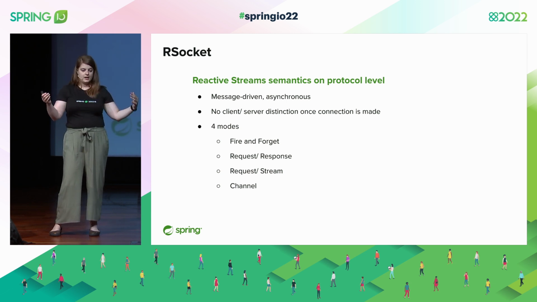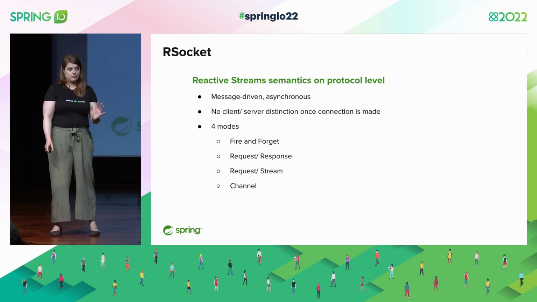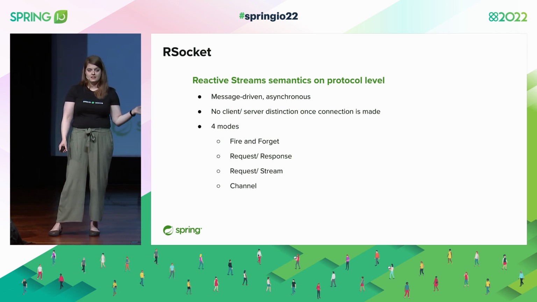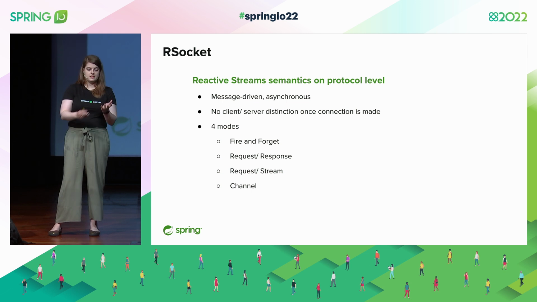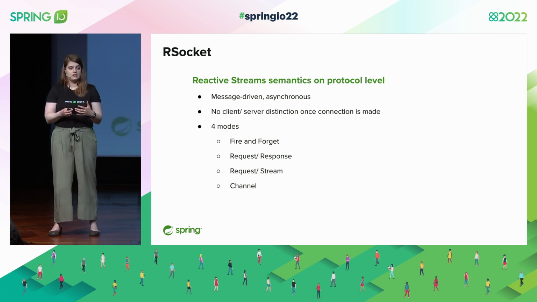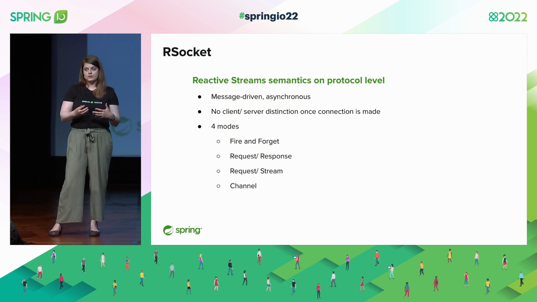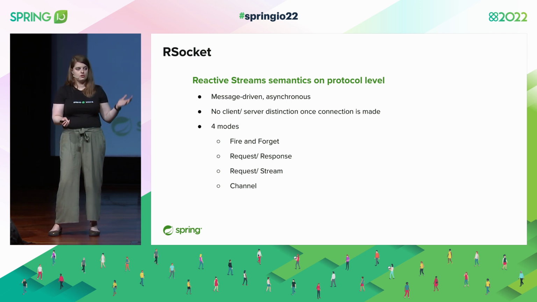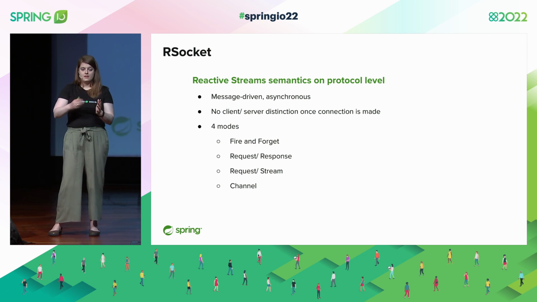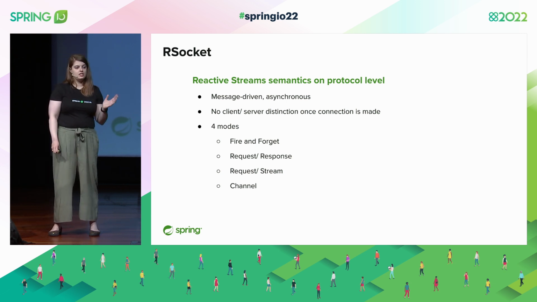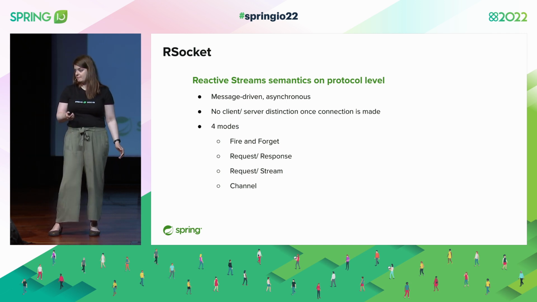It can be sent both ways. We have 4 modes, so you can just fire a message and forget about it, no response needed. You still have your standard request and response, but you also have the models that are better for what we do these days with many applications. So you can have a request, but receive a stream in response, or you can have a channel where both parts keep sending streams of messages.